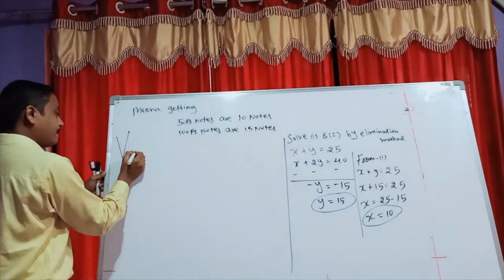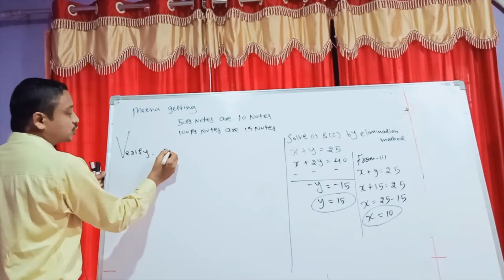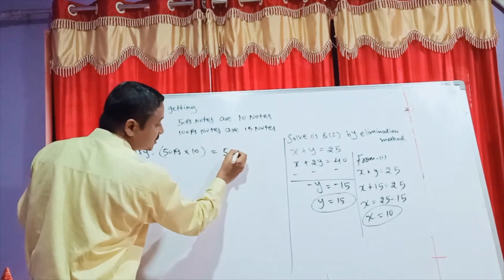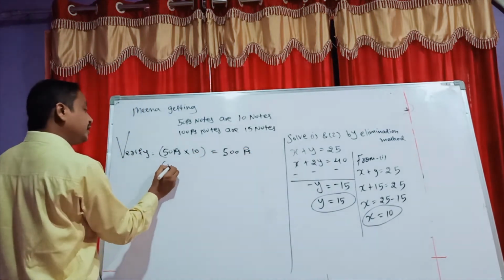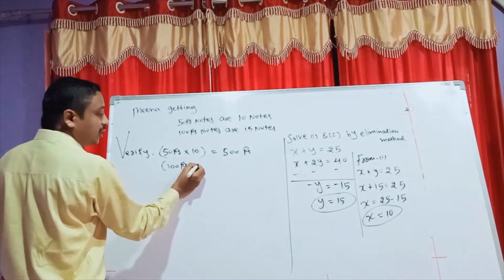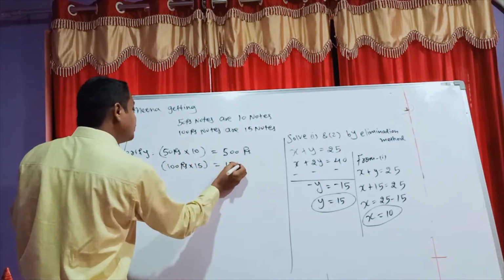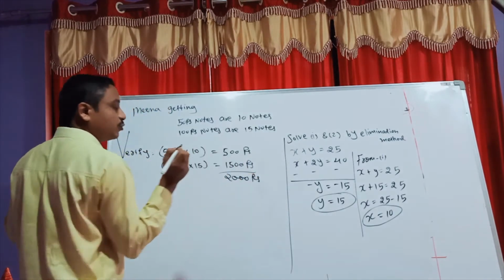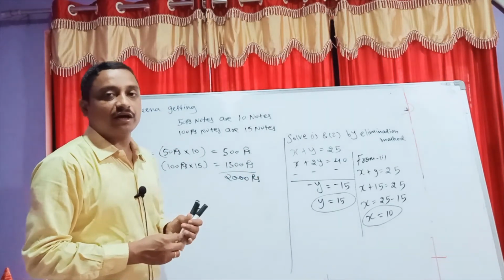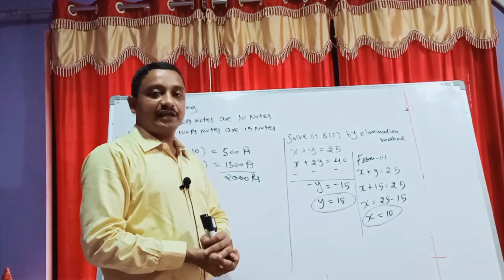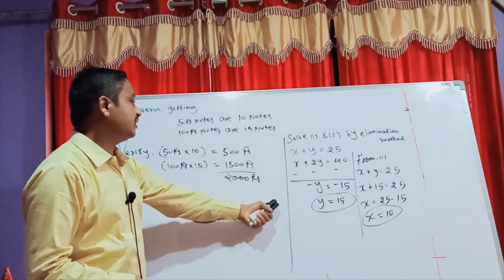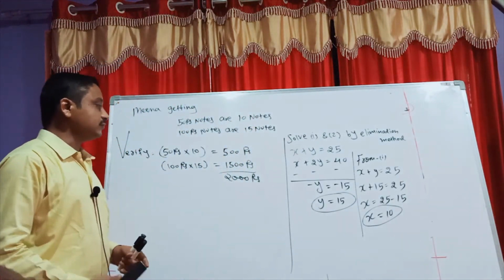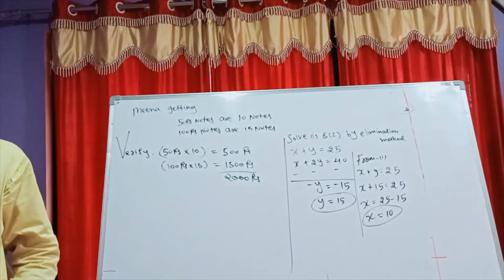Just to verify here, 10 notes of 50 rupees means 500 rupees. And 100 rupees notes, how many? 15 notes is equal to 1500 rupees. Check the total: she has 2000 rupees. It tallies happily and easily for this numerical. Correct, right, proper, and we easily get our answer.